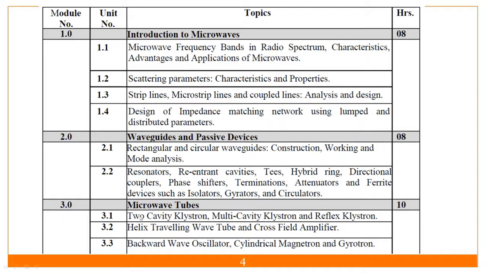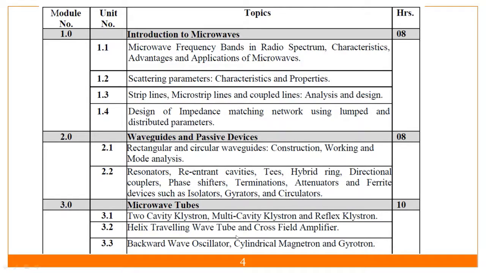Then the microwave tubes are there. What kind of microwave tubes are there? The two cavity klystron amplifier, then the multi cavity klystron and the reflex klystron. This we have to see: how is the construction, its working, its waveform and the necessary derivation we will see.